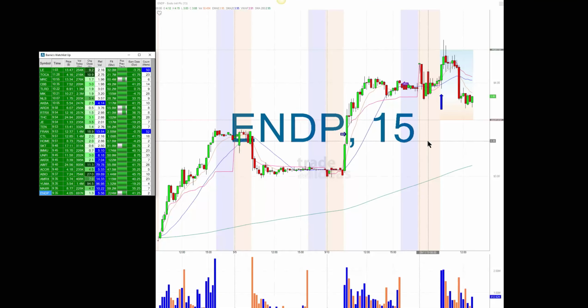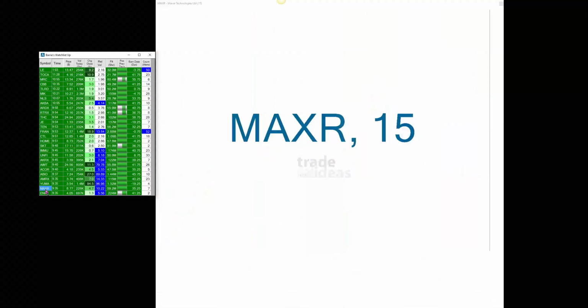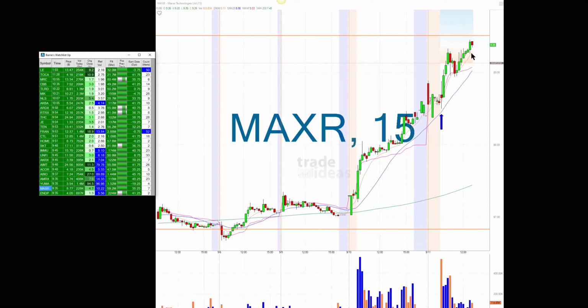at 405. What did it do? Got up to 447. Maxar, 877. Still, I mean, it's still good. But even if you decided, it got up to 933 before it pulled back. Even if you decided to sell some here.